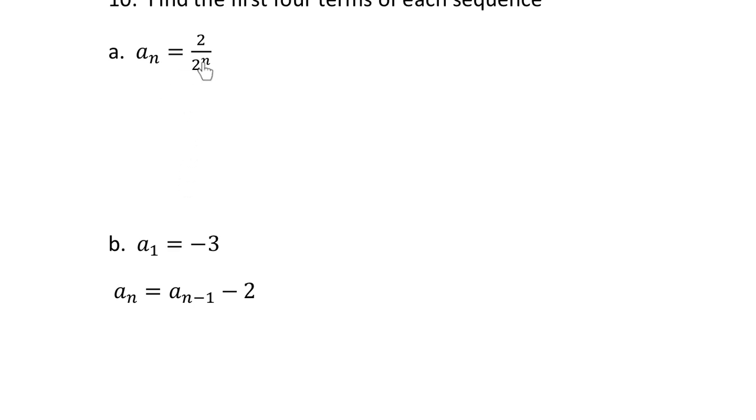With an explicit formula, to list the first 4 terms, you plug in n equals 1 for the first term, n equals 2 for the second term, and so on and so on. So for the first term, if we plug in n equals 1, 2 to the first power is 2. 2 divided by 2 is 1, so the first term is 1. To find the second term, we plug in a 2 for n.